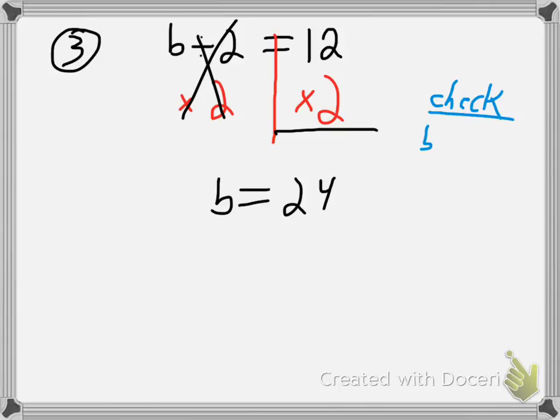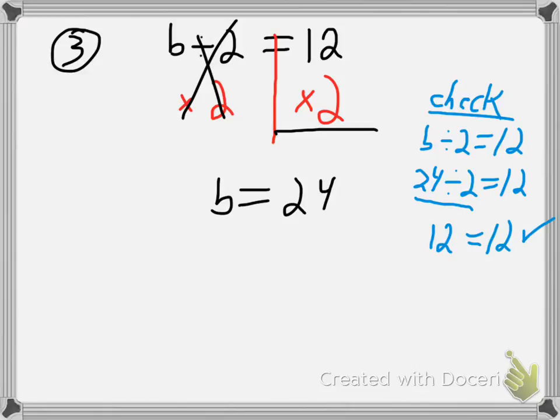Now again, I can go back through and check this, make sure it all works out. My original equation is b divided by 2 equals 12. I'm going to substitute my b in as 24. 24 divided by 2 equals 12. Now I'm going to solve to make sure it's a true statement. 24 divided by 2 is 12. Does 12 equal 12? Yes. So there's the correct answer.